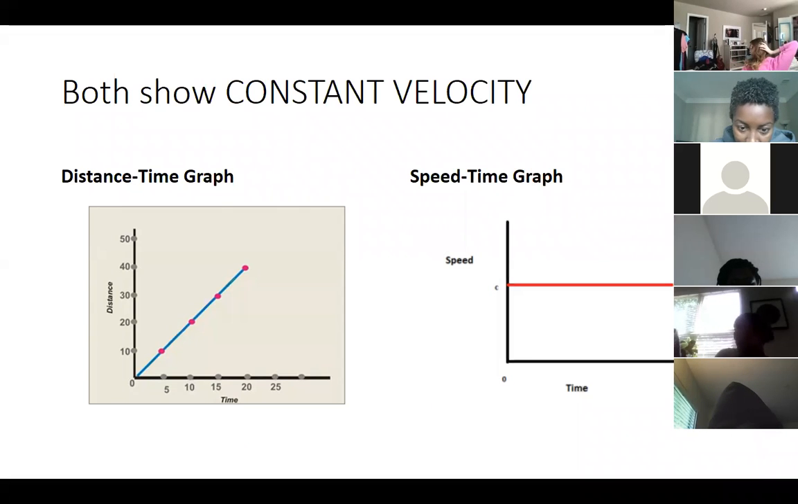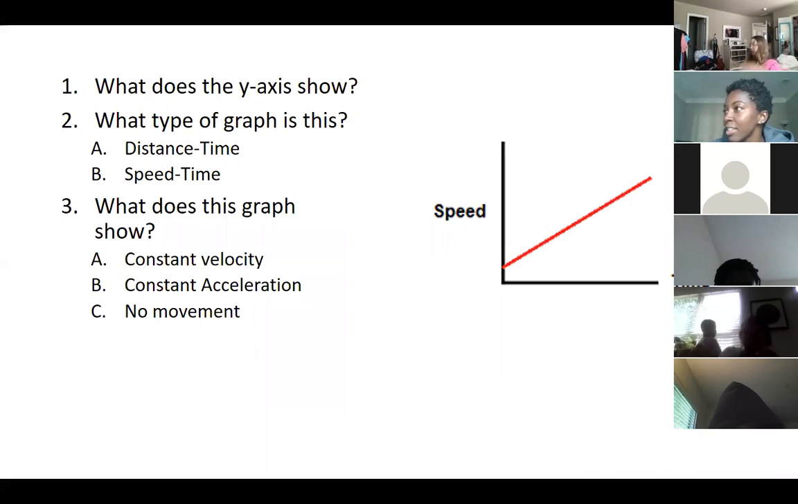And then, all right, so let's see. I feel like we just did this one, but maybe not. All right, y-axis, Jalen, y-axis. Jalen, why don't you do 1 and 2? On the y-axis it is showing speed, and the graph is speed time. Very nice. So this is how you determine what type of graph it is.